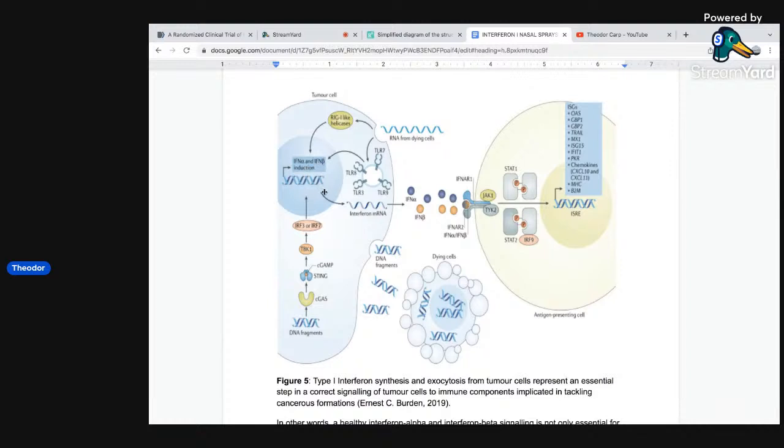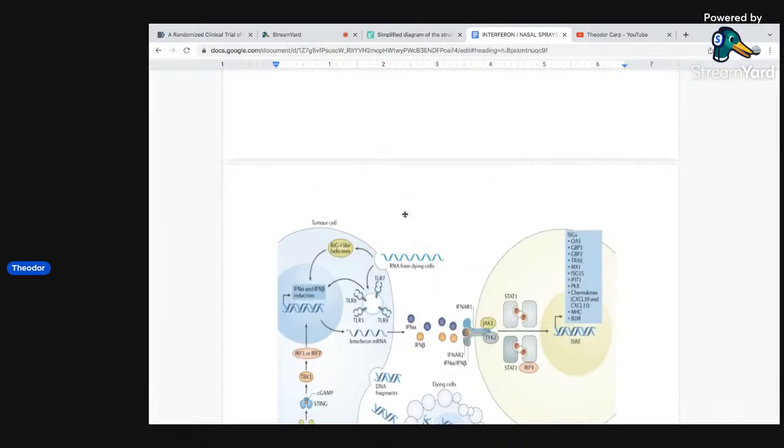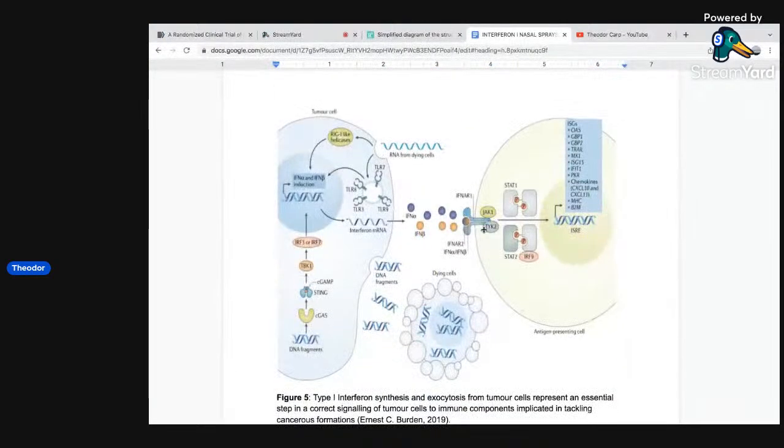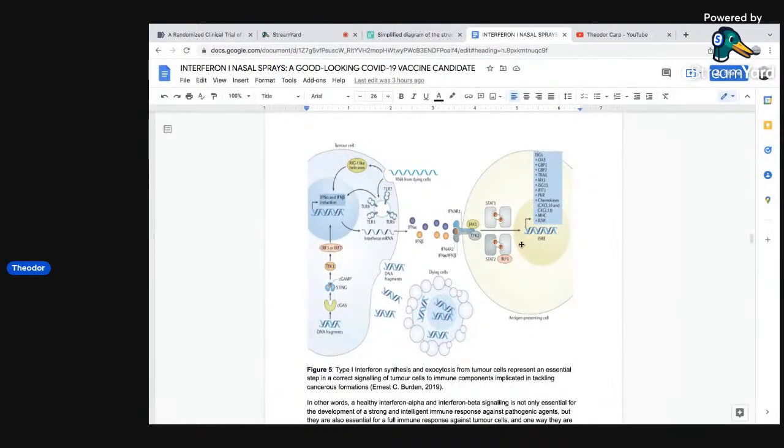You have the transcription process, and then you have the translation process, which is inside the cell. It's not outside, but this is like a brief description of the process. So once the proteins are produced, they undergo exocytosis, they exit the cells, and then they travel to a cell specific for building signals against viruses, restricting inflammation.